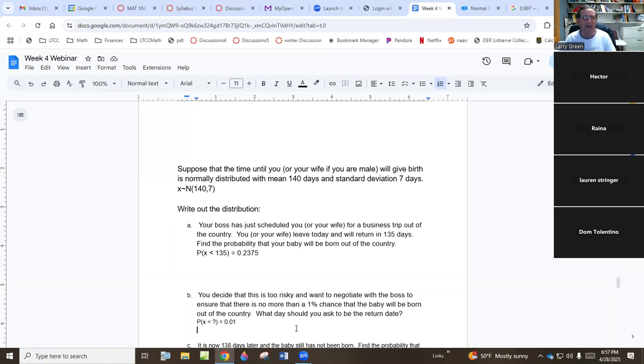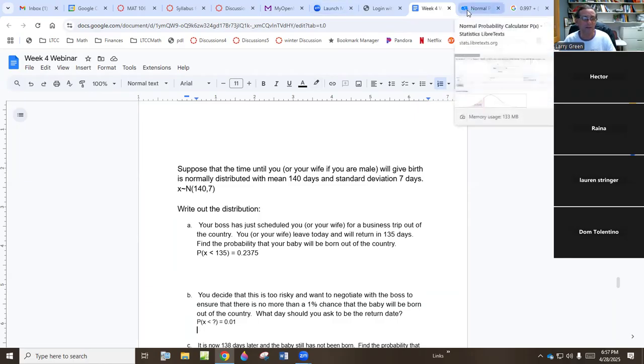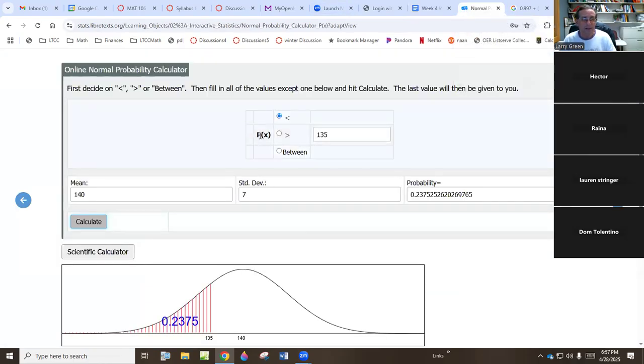Okay, so now we can go to the calculator. And we want the probability that we're less than we don't know. Same mean, same standard deviation. But now the probability, we want it to be 0.01. Did I go too fast, or are you following what just happened?